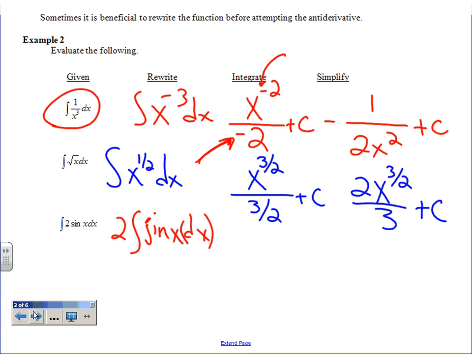Now you could look at your little table and it would tell you what it is. But let's look at it this way. The derivative of sine is cosine, right? The derivative of cosine is negative sine. So I need something that when I take the derivative of it, I get sine. That's the tricky part. No? What's that? Negative cosine. Very good. So it's 2 times negative cosine of x.